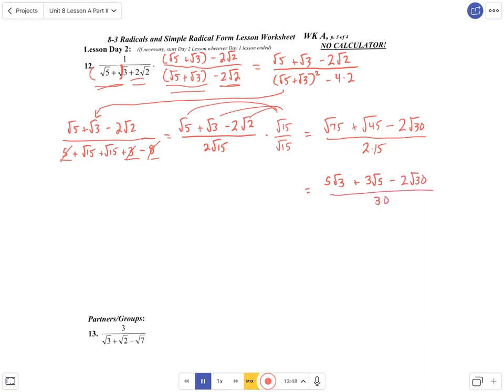30. Last thing I would look for here: do I have any common factors between the 5, the 3, the negative 2, and the 30? Okay, I can reduce... no, we don't. They don't share any common factors. So that is your final simplified form. Again, equivalent to the original, just without radicals in the denominator.